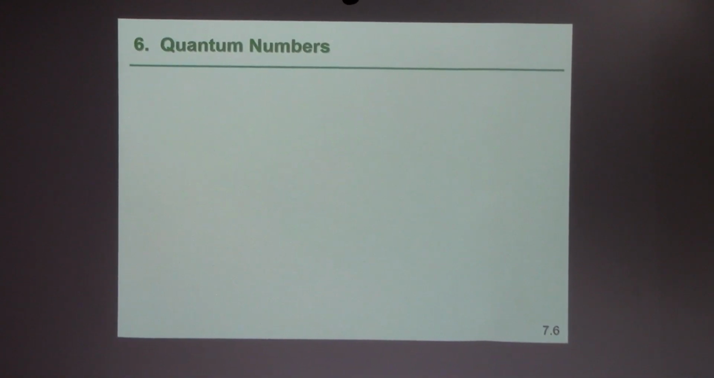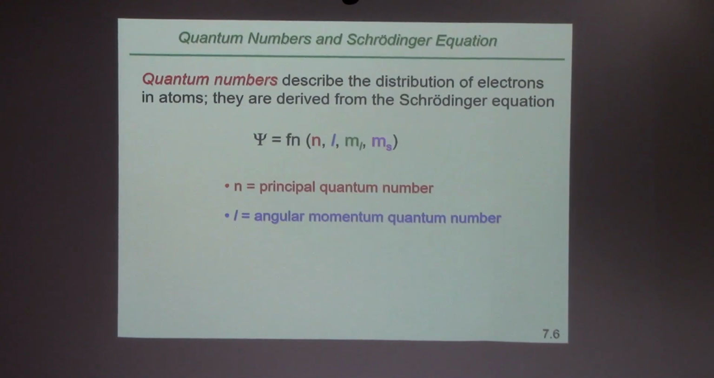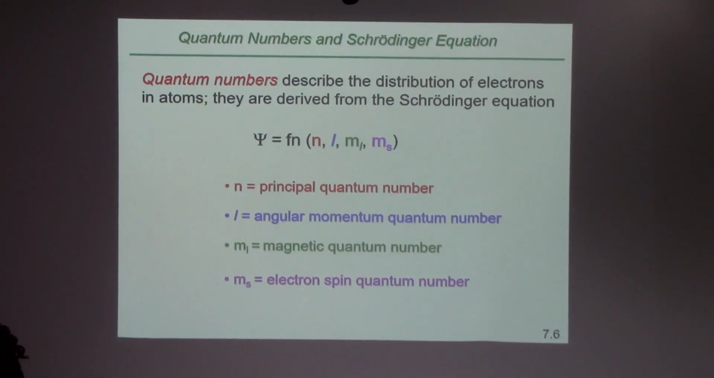Quantum numbers. Quantum numbers are the address of an electron, so they describe the distribution of electrons in atoms. They are derived from the Schrodinger equation, and there are four of them. So psi, the wave function, is a function of n, l, ml, and ms. What are they? n is the principal quantum number, l is the angular momentum quantum number, ml is the magnetic quantum number, and ms is the electron spin quantum number. These are the addresses of an electron.